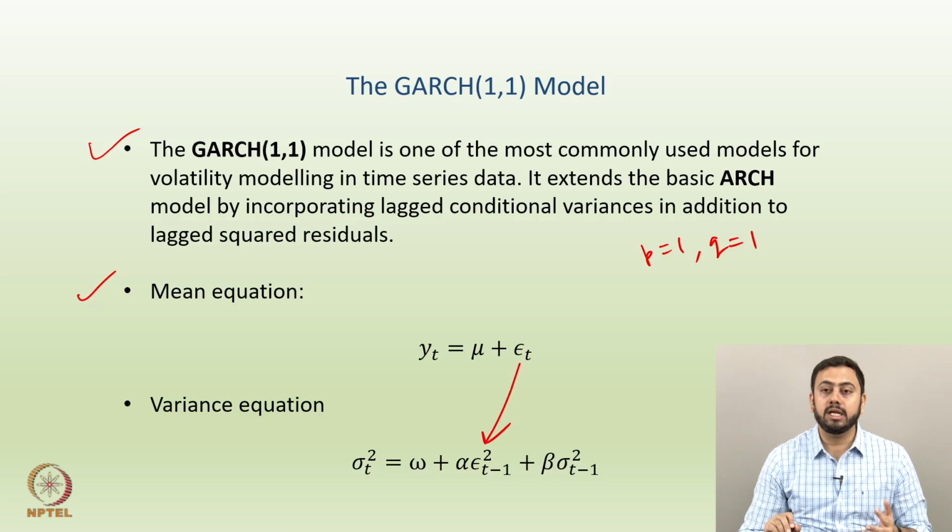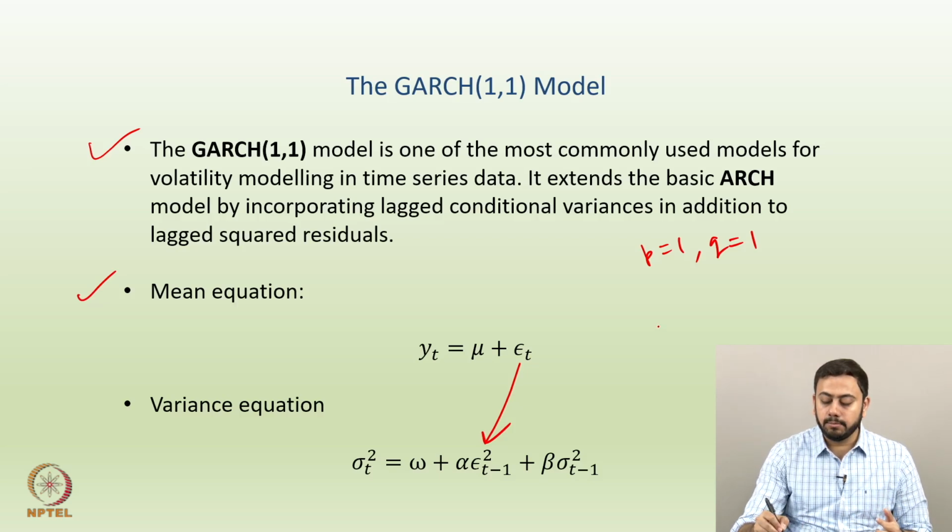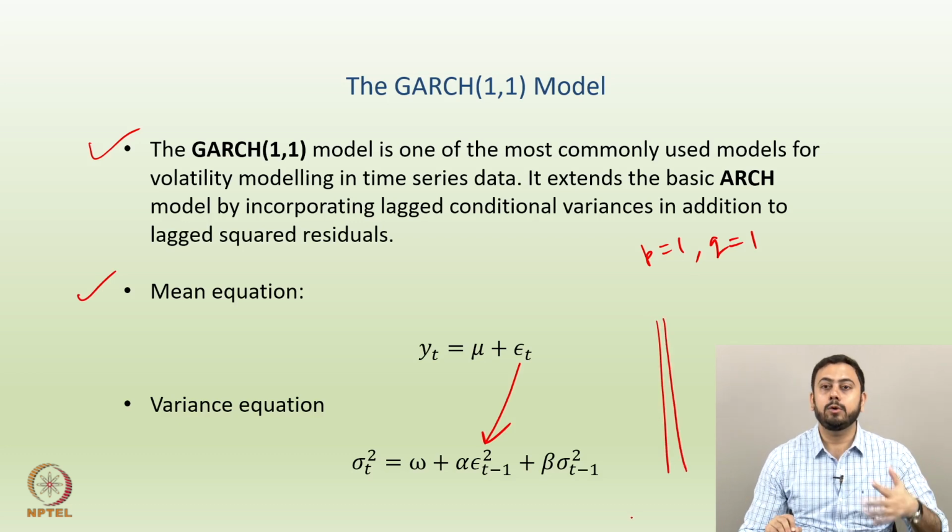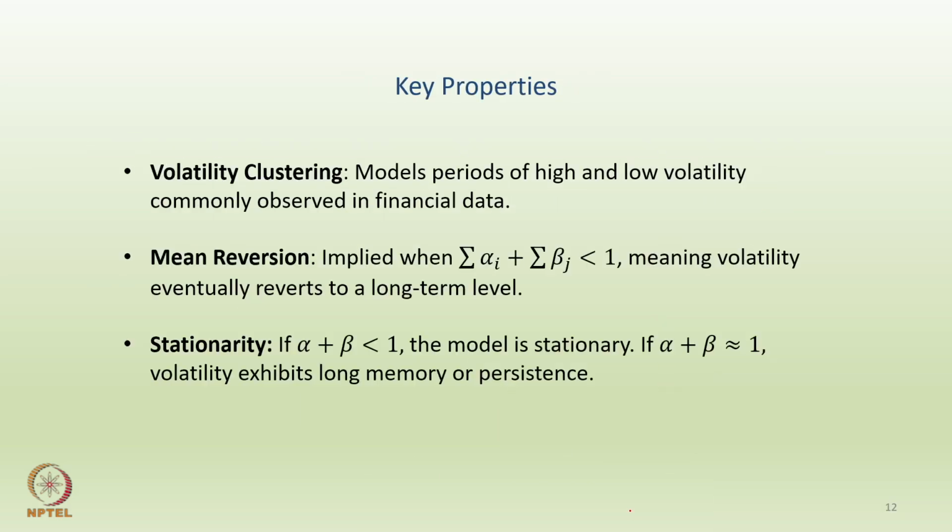So, sigma t square is equal to omega plus alpha into epsilon t minus 1 square plus beta into sigma t minus 1 square. So, this is a very simplistic looking GARCH 1-1 model, which is again a very common model used to model real life data. Now, firstly, what exactly are the key properties of the GARCH 1-1 model?